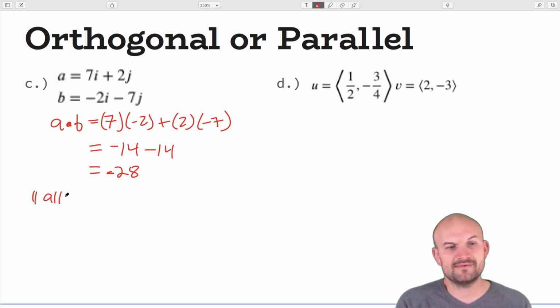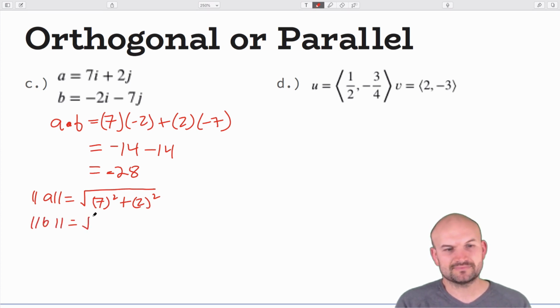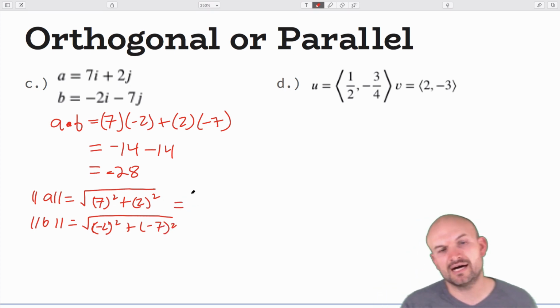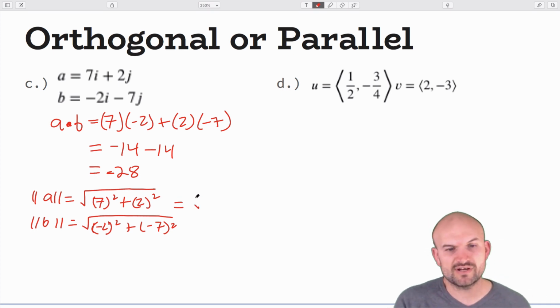Then the next thing we want to do is go ahead and identify the magnitude of A. So the magnitude of A in this case is going to be the square root of 7 squared plus 2 squared. And hopefully you recognize that the magnitude of B is going to be exactly the same, because if you think about this, it's just negatives, right? And you're squaring the negatives. So that's going to be -2 squared plus -7 squared. So again, 7 squared is what? 49 plus 2 squared is 4. So therefore, that'll give us the square root of 53 and the square root of 53.